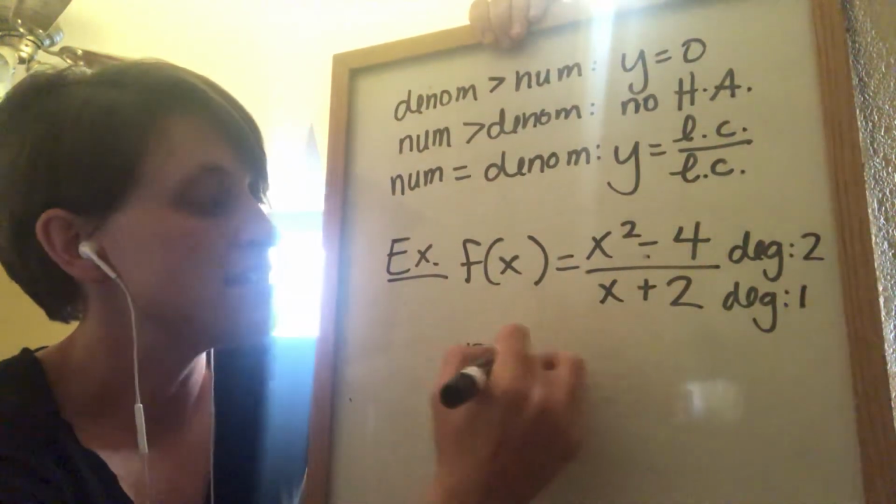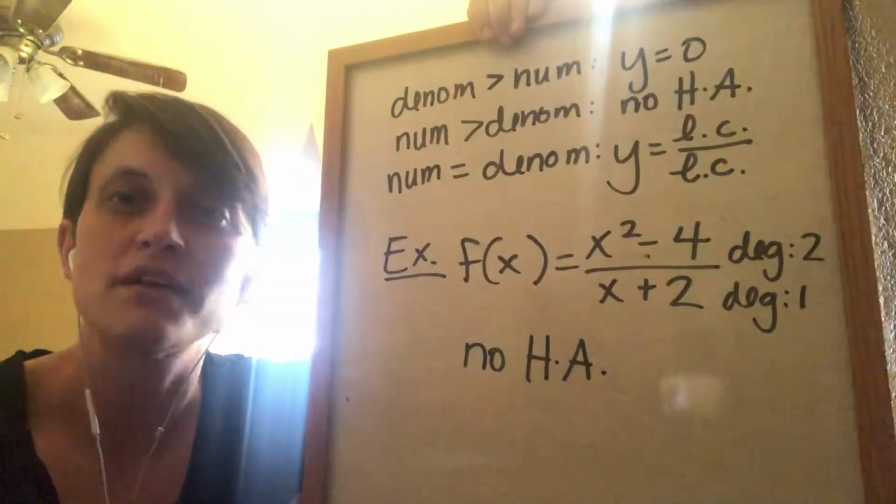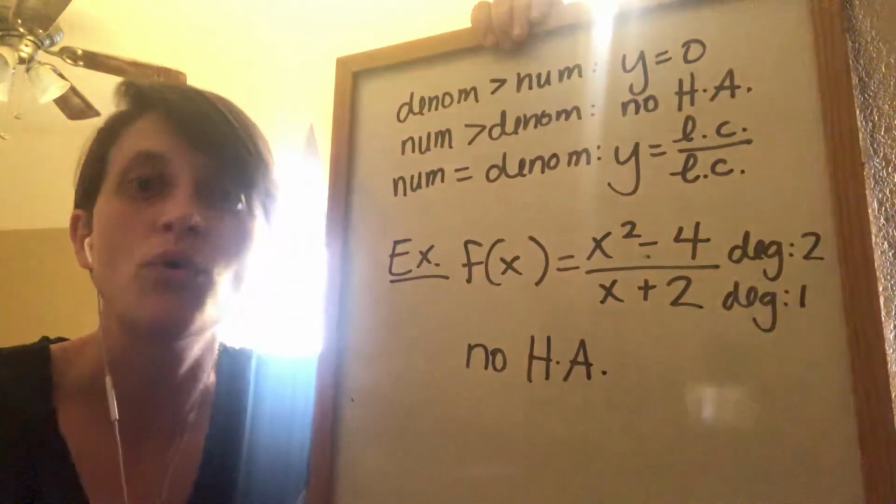And because of that, there is no horizontal asymptote. So the answer there is just none, or no horizontal asymptote.